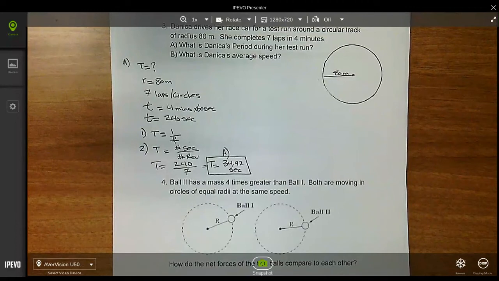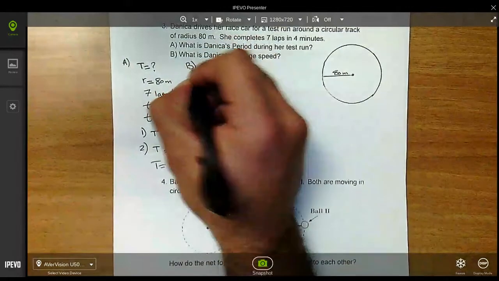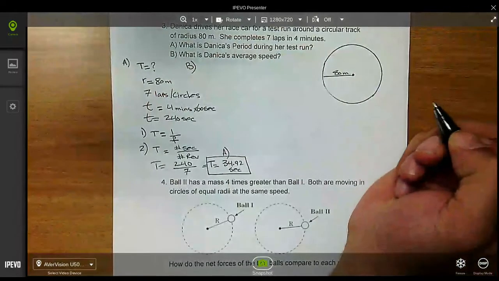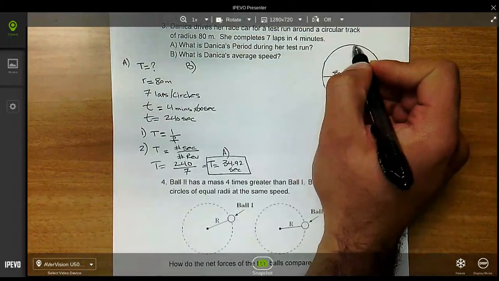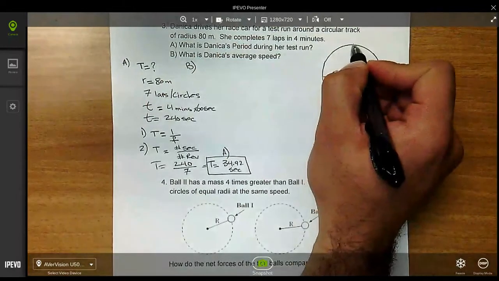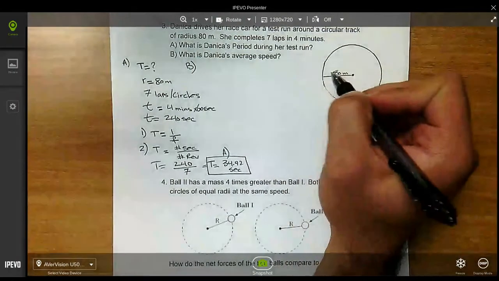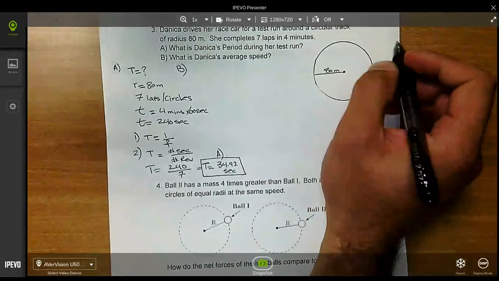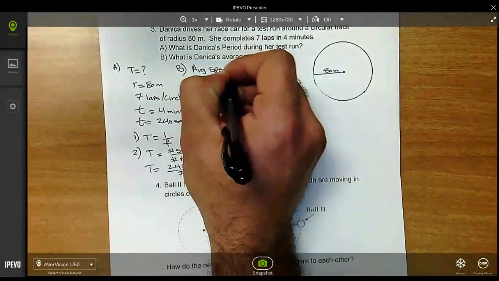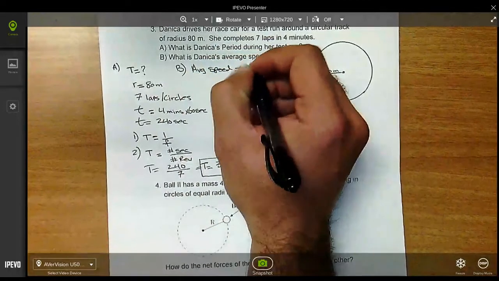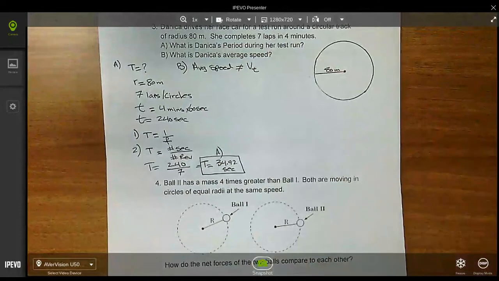Now it's part B. It says, what is Danica's average speed? So for part B, we're solving for average speed. Now, even though this is a circular motion, and you might be thinking that that's tangent velocity, remember that tangent velocity is the straight line linear speed, and that's not what this problem is asking for. So average speed is not tangent velocity. Average speed does not equal, and definitely is not the same thing as tangent velocity. So we're not going to be using that variable.